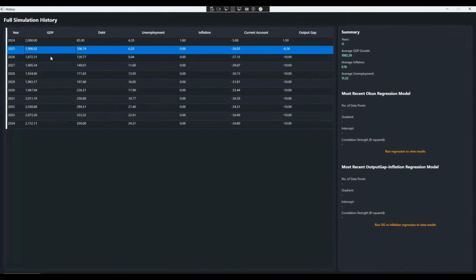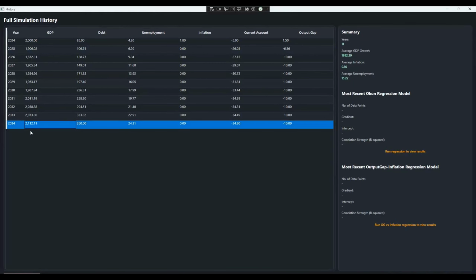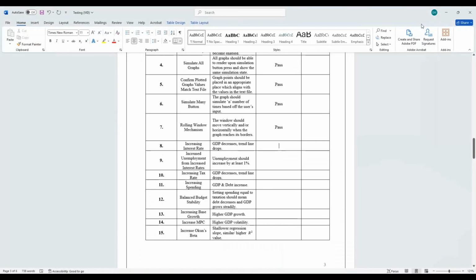So it starts around 1900 for GDP starting simulation value after 2024, and we finish around 2.1, which is a lot lower than the previous 2300 value that we had. So as you can see, when we increase interest rates, GDP does decrease, so we can mark this as pass.